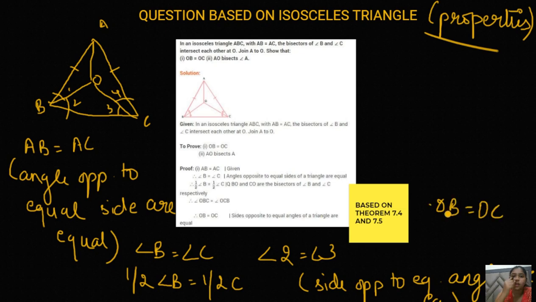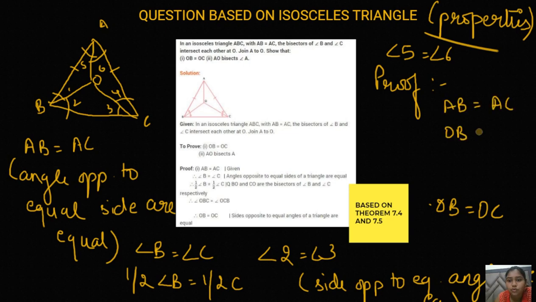Now AO bisects angle A. Let this be 5 and let this be 6. We have to prove that angle 5 equals angle 6. So what will be the proof? How will we prove this? We have to consider these particular triangles. So in this particular triangle, AB equals AC, given.